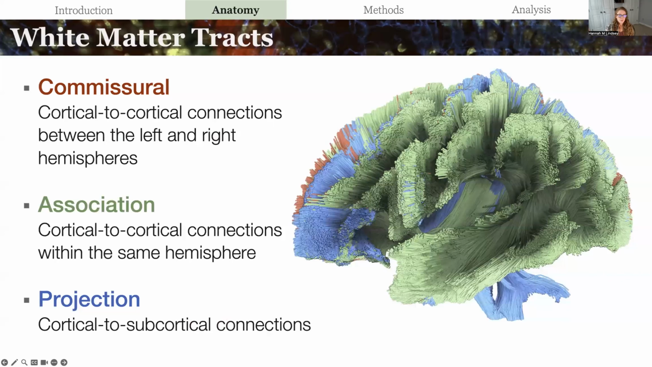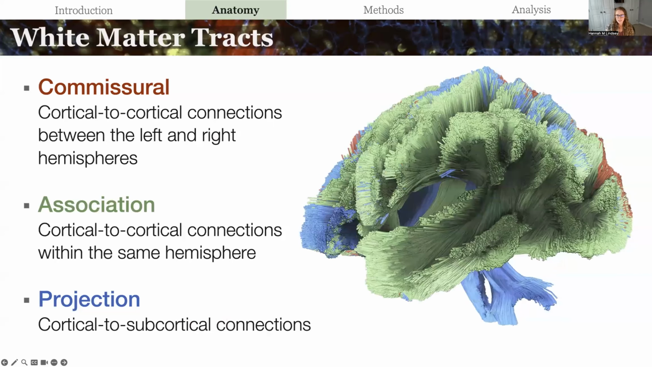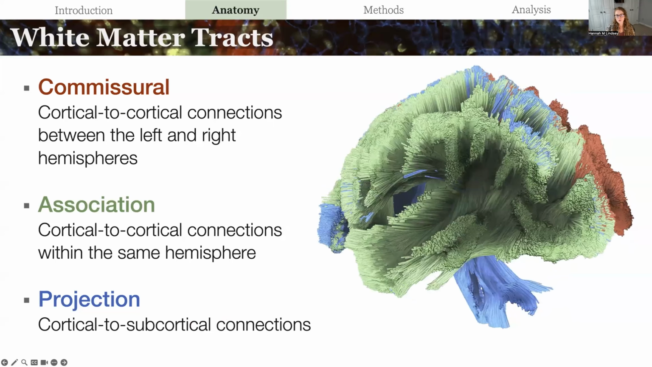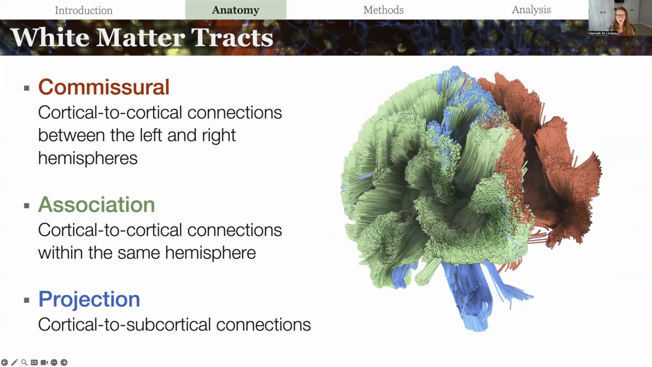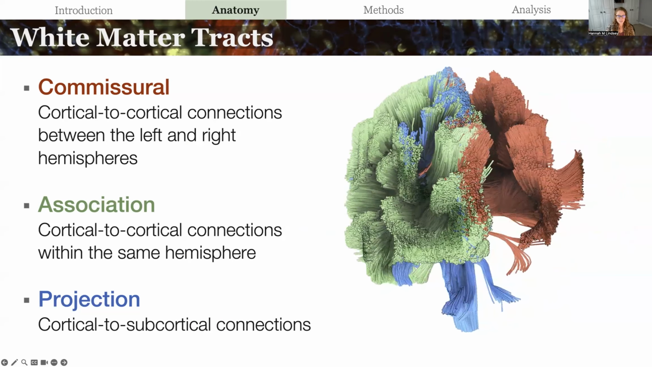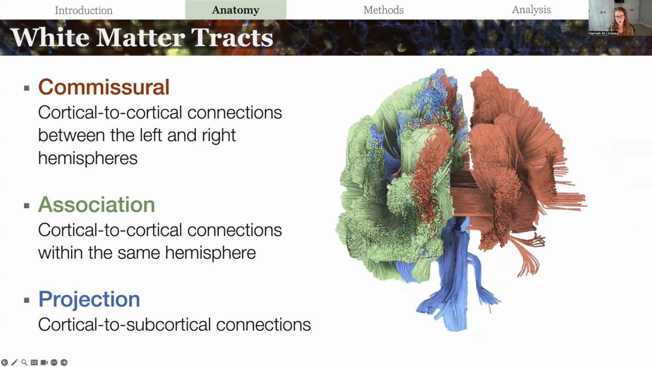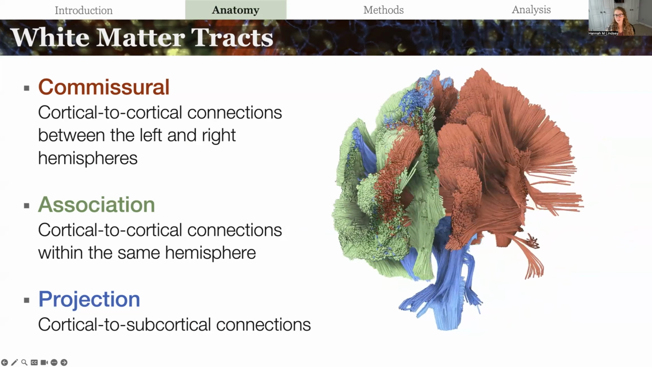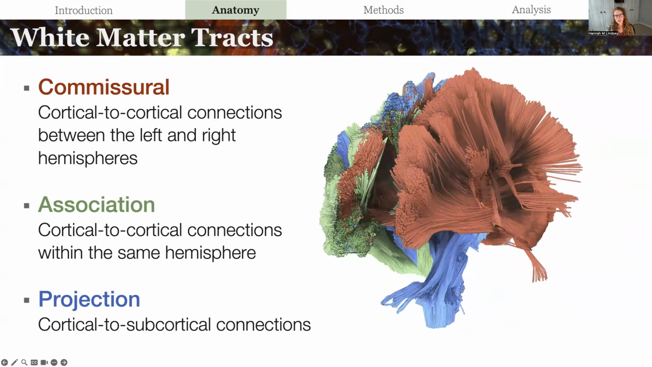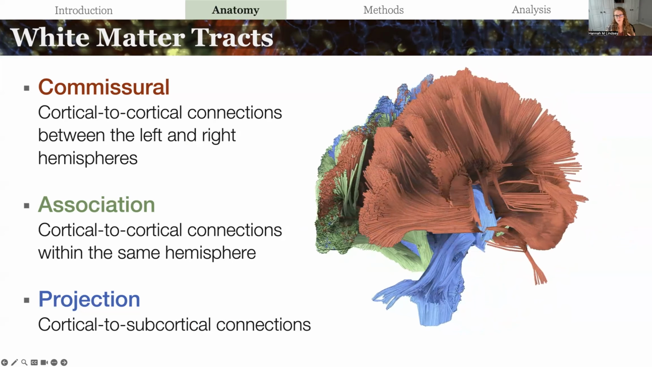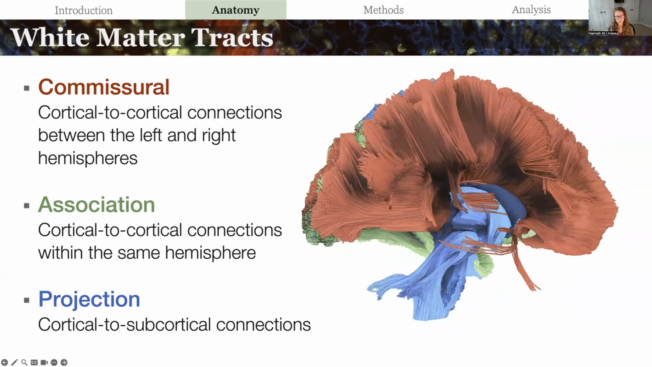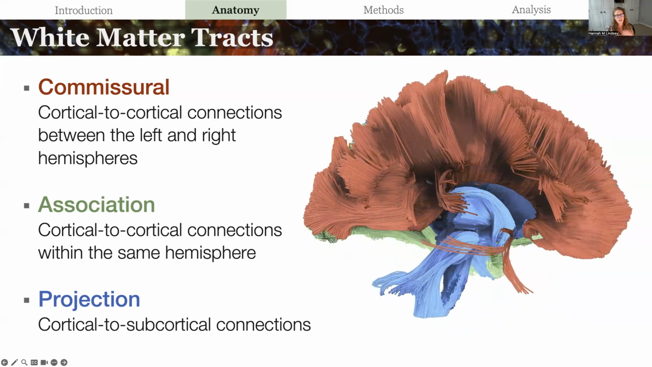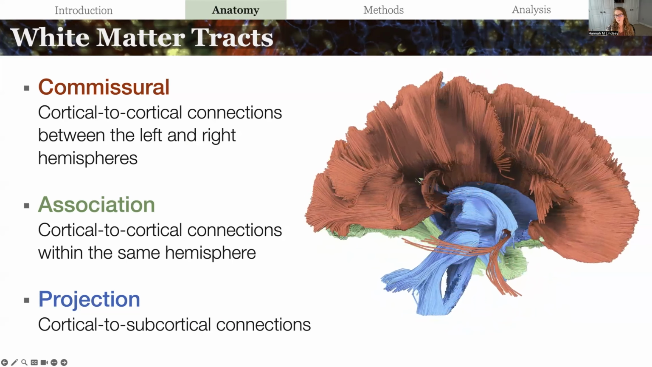White matter tracts in the brain can be categorized into three main types based on the location of the regions that they connect. Commissural tracts connect the left and right hemispheres of the brain. These are shown in red here in this illustration, and as you can see, they start on one side of the brain, cross the midline, and then terminate on the other side. Commissural tracts enable communication between the two hemispheres and play a really important role in functions that require bilateral integration, like coordinating the movements of your body or your perceptual awareness.